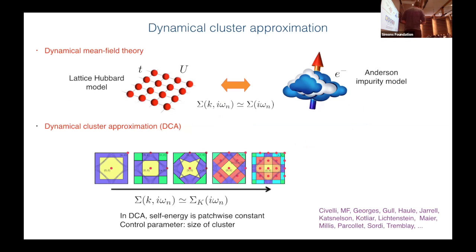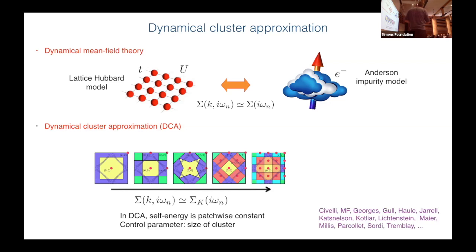If you assume that, then you can show that you can map the original problem onto an Anderson impurity model, and there are good algorithms to solve it. Here the price to pay is that we lose the k-dependence in the self-energy. So there are extensions of the DMFT that try to reproduce some k-dependence. One of them is the DCA, the dynamical cluster approximation. And there, the self-energy is patchwise constant in the Brillouin zone. So the self-energy takes the same value within a patch, but different values between patches.